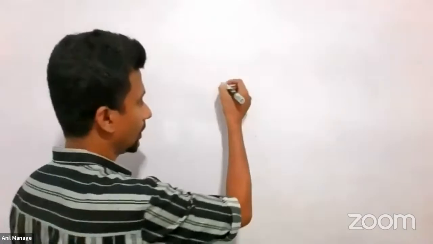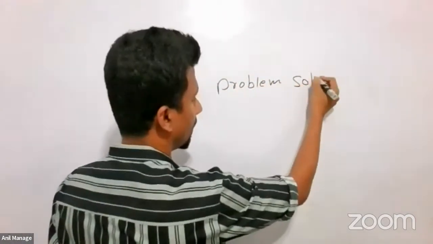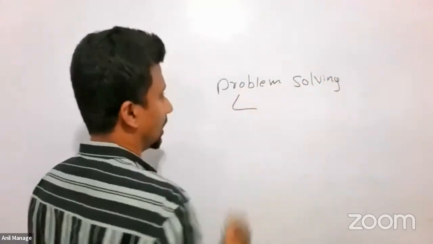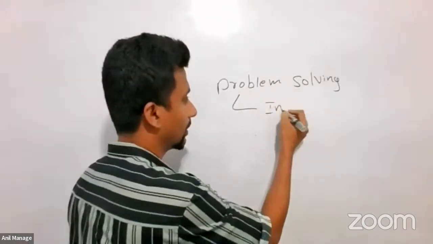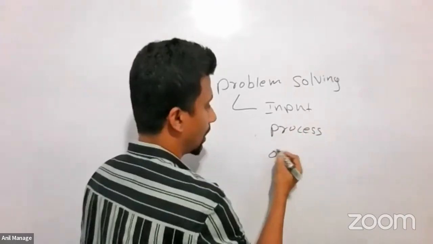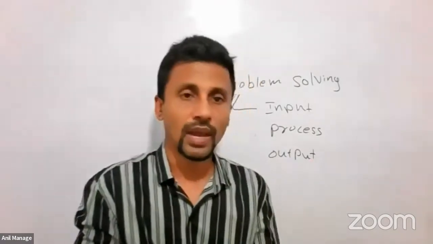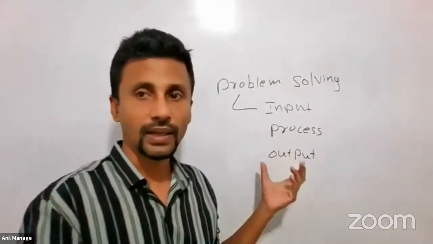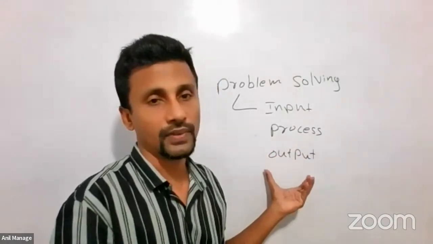Okay, so when we are starting, there's something called problem solving. When you take problem solving, you have to identify the input, process, and output of any problem, right? So when you get a problem, you have to identify what the input of that is, what the process of that is, and what the output of that is.